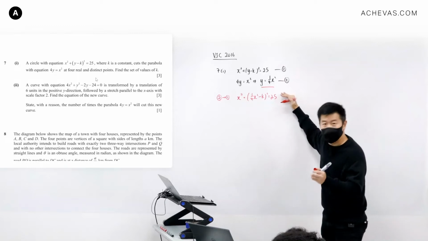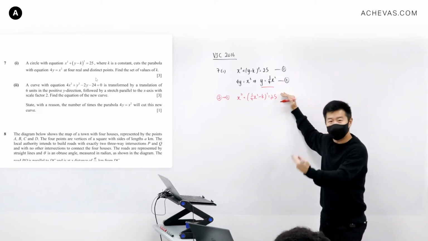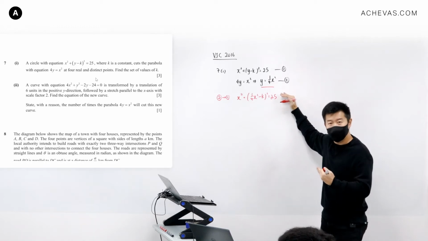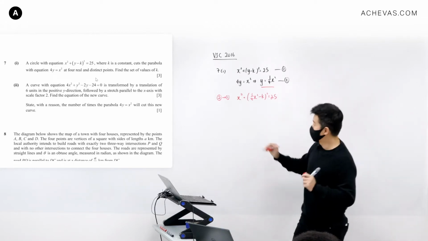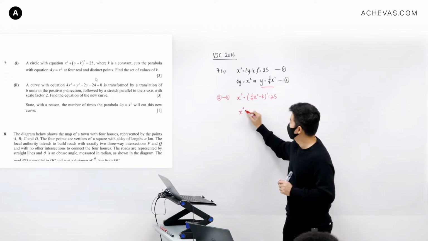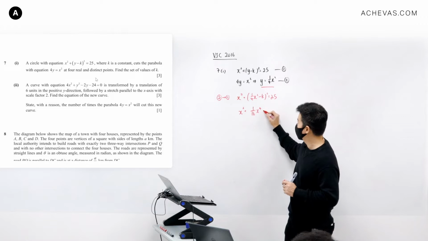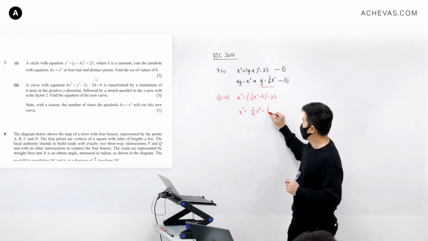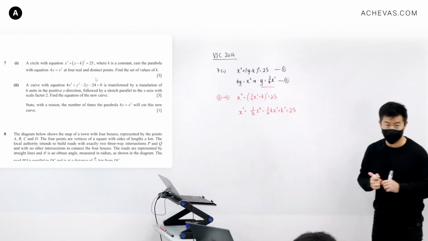This is good. It is not going to get me my solution, but this is good because this shows my adaptability to what H2 math requires me to do. That flexibility, that ability to become more versatile. So let me show you why I can really see this is potentially a problem. This will be x squared plus 1/16 x to the power of 4 minus 1/2 k x squared plus k squared. This is equal to 25.